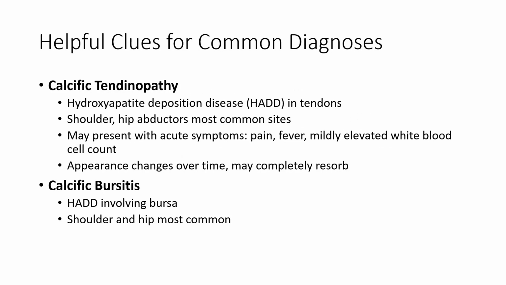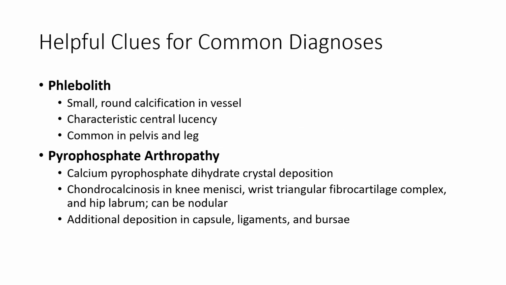Calcific bursitis is HADD involving the bursa, with the shoulder and hip most common. Phlebolith: small round calcification in a vessel, with characteristic central lucency, common in the pelvis and leg.